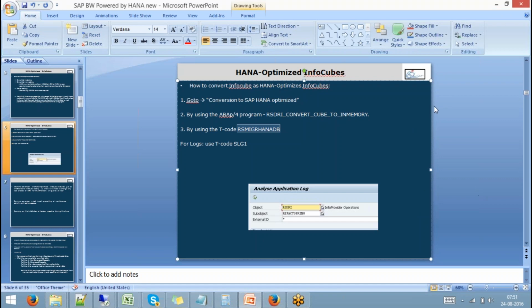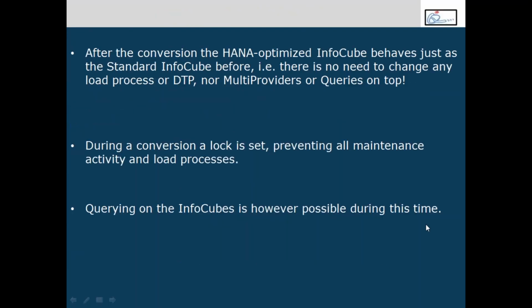I can't demonstrate the migration because mine is a BW on HANA system. As soon as I create a cube, that will be by default a HANA optimized cube. So I cannot show you that. I'll come to all your doubts.